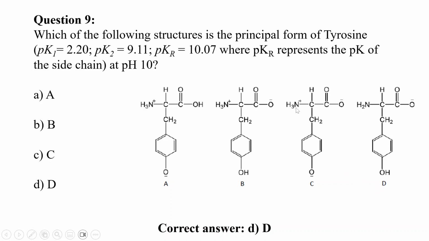In other cases, you see the amino group is protonated, which is wrong, and the side chain is also deprotonated, which is also wrong. In this case also, although the side chain is protonated, the amino group is also protonated. That's why the structure is wrong, and in this one the carboxylic group is protonated, so it is anyway wrong. So option D is the correct answer. This is clear?